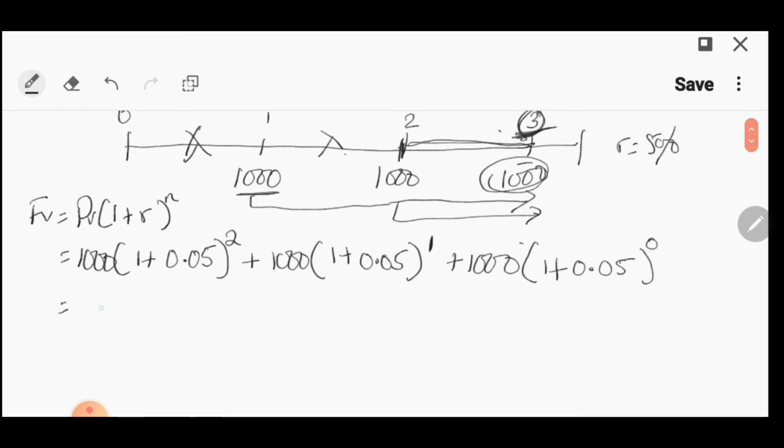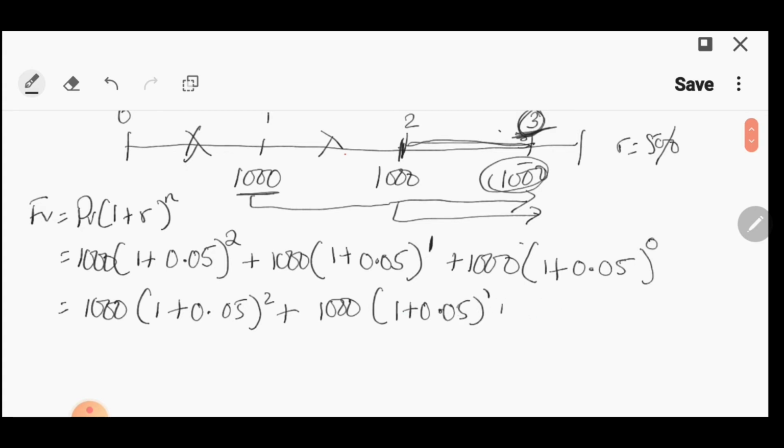So if you solve this, this will become 1 because it has a power of 0. Anything that has a power of 0 takes a value of 1. So this is the same as just writing simply 1000. So if you want, you can just simply write 1000 only over here.